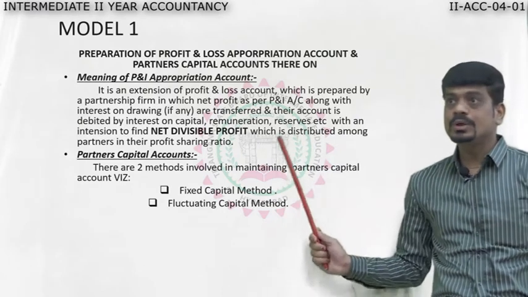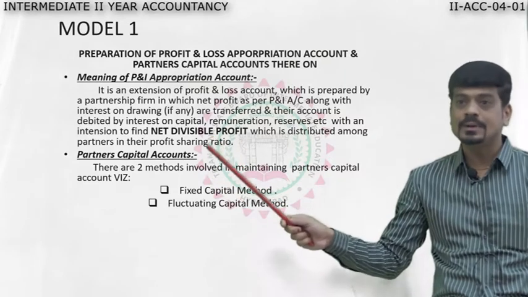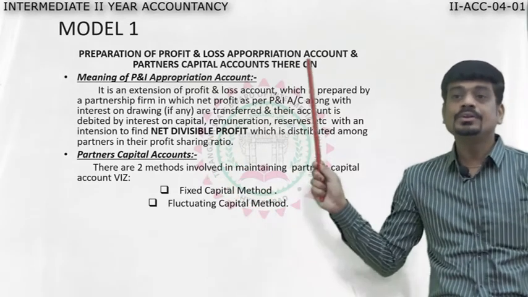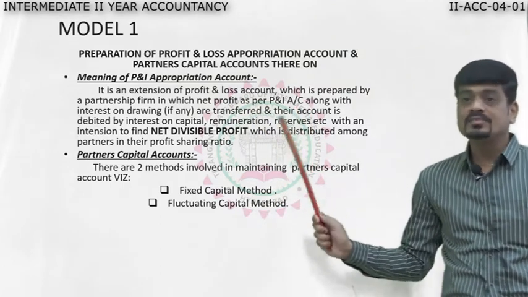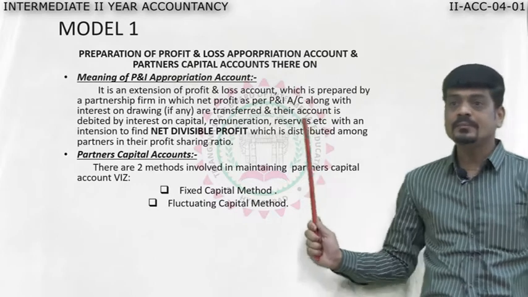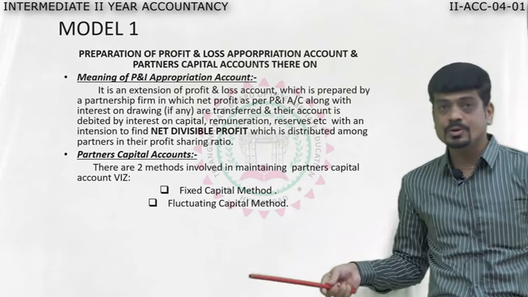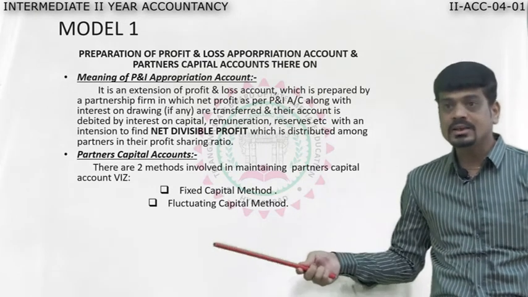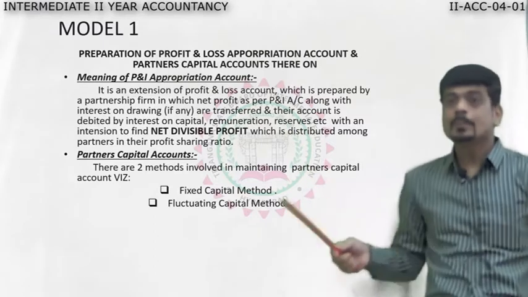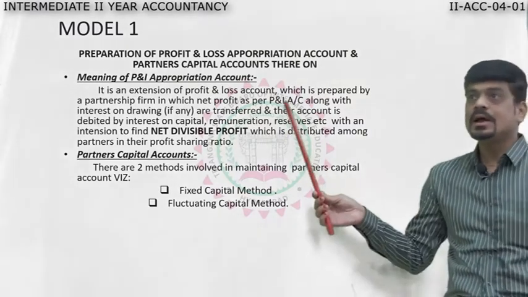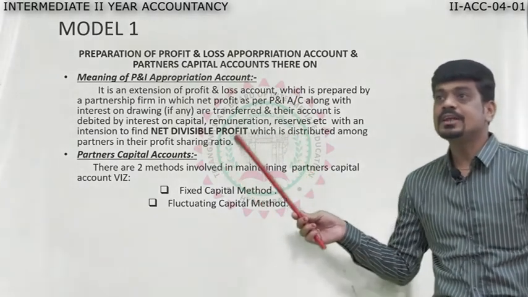As I told you in the previous part, there are some things which are not applicable, like interest is not paid, interest is not charged, interest on loans and advances is 6%. Like that, sometimes there are specifications where the partners agree to give remuneration, and agree to charge interest on capital, interest on drawings and so on. In that case, we prepare the appropriation account with an intention to find the net divisible profit.